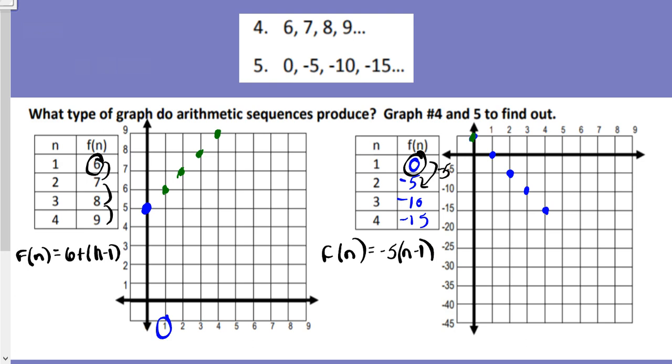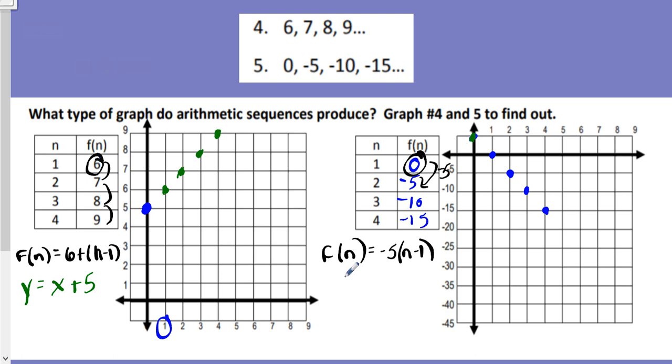So if I compare these to my y equals mx plus b, and look at my y-intercept, I would have y equals my slope, which is the same as my common difference. So in this case, I just have x, because my slope is 1. And my y-intercept is 5. This is going to get me the same thing. 1 plus 5 is 6.